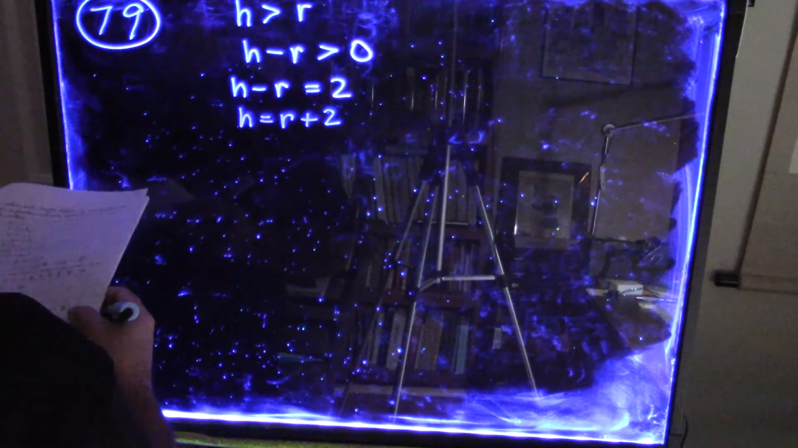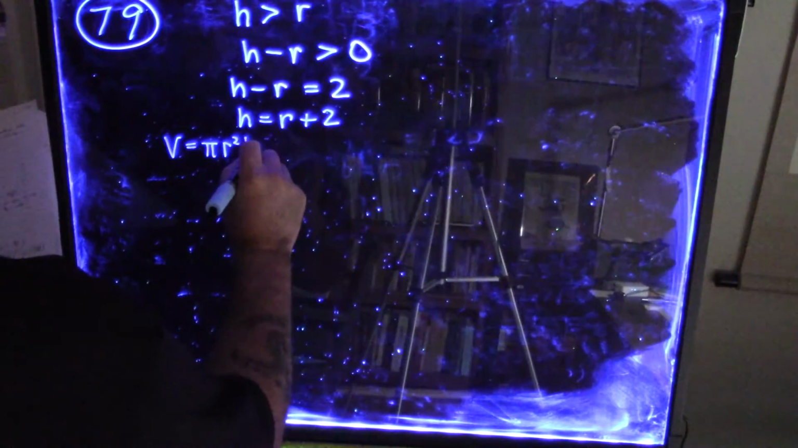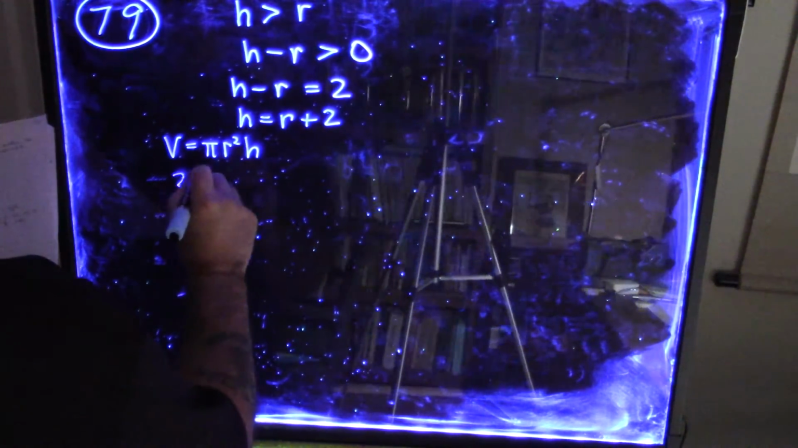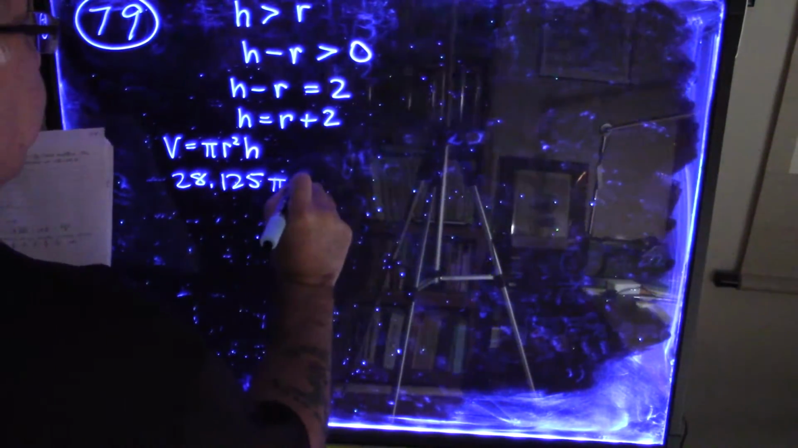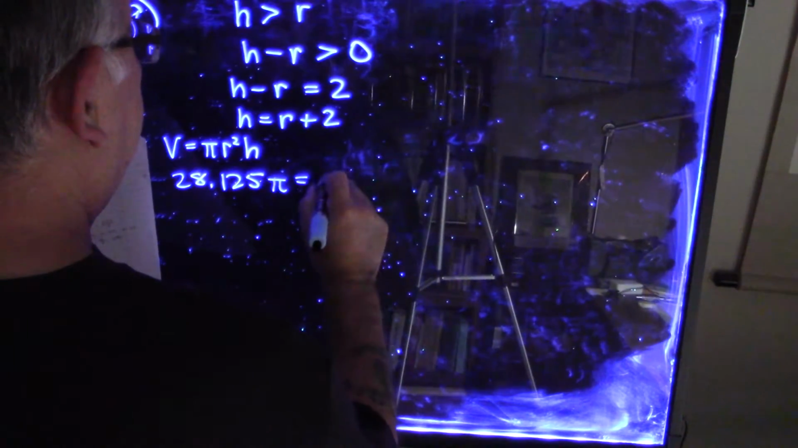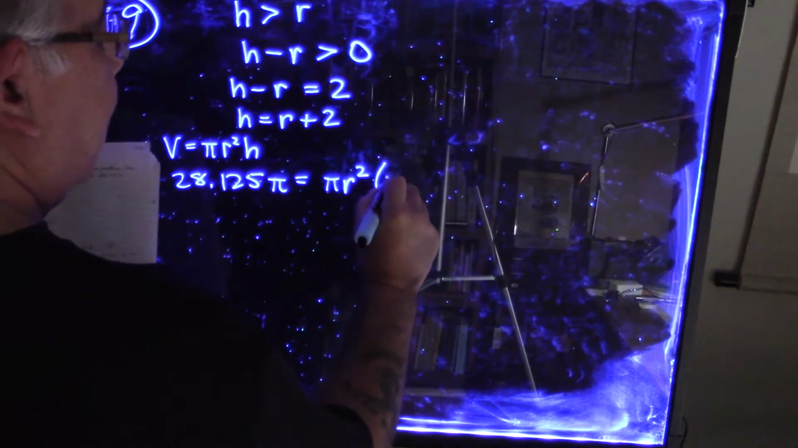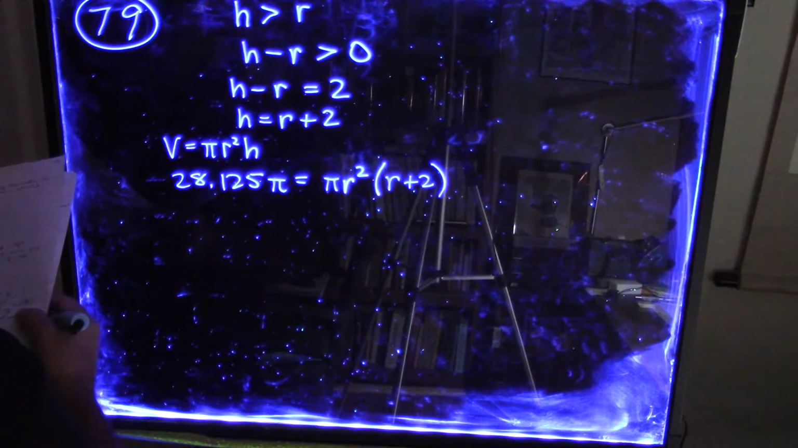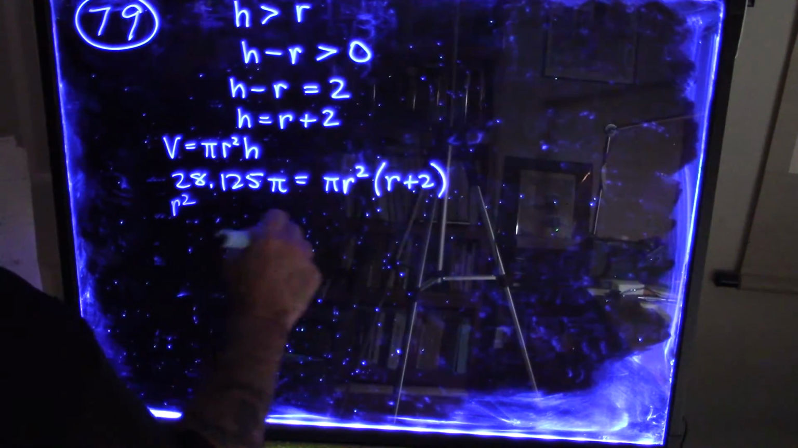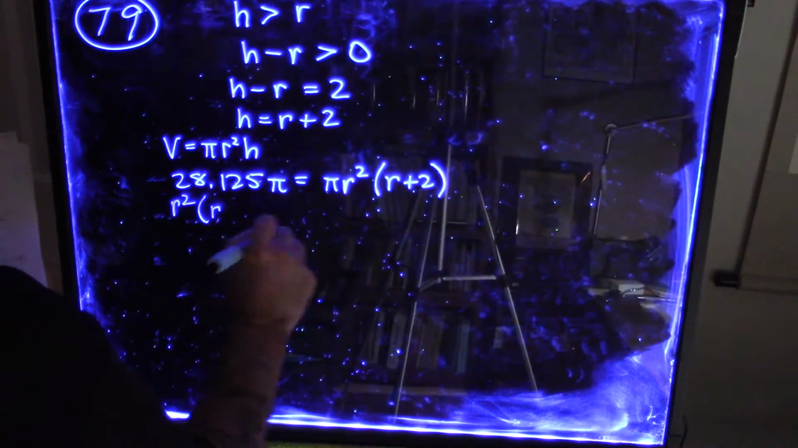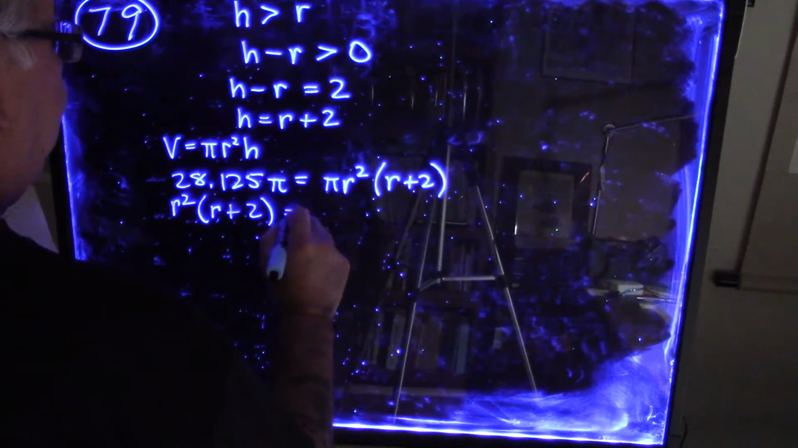All right. So V equals pi r squared h. And that's V is 28.125 pi equals pi r squared times the quantity r plus 2. That comes from the h here. So now everything's written in terms of r. So divide both sides by pi, you get r squared. What I'm doing is writing this side first. R squared, after dividing by pi on both sides, r squared times r plus 2 equals 28.125.